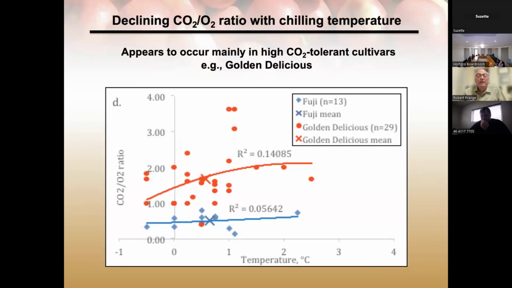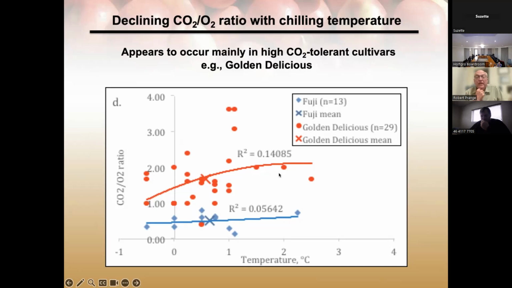Now, temperature. I found from recommendations in my database that there is a declining CO2 to oxygen ratio with chilling temperature. This appears to occur mainly in high CO2 tolerant cultivars such as Golden Delicious. What I'm trying to say there is in this graph, you see the blue data set, that's Fuji. Fuji doesn't like CO2. And varieties like that, it doesn't matter a heck of a lot what the temperature is. It just doesn't like CO2 at a cold temperature, same at a high temperature.